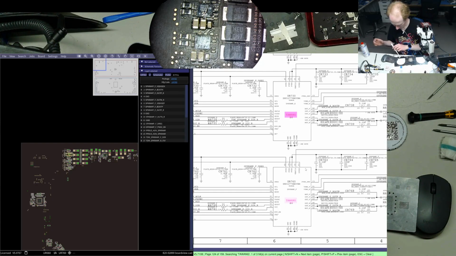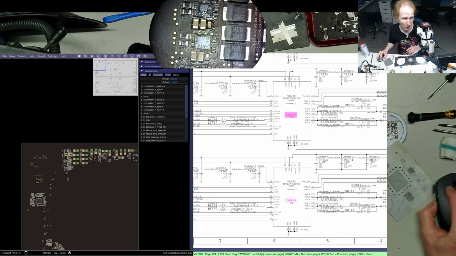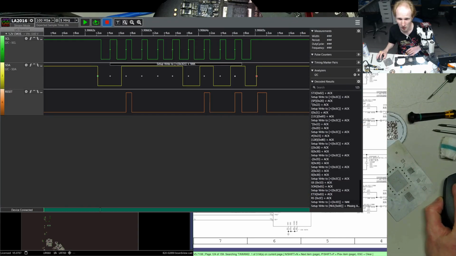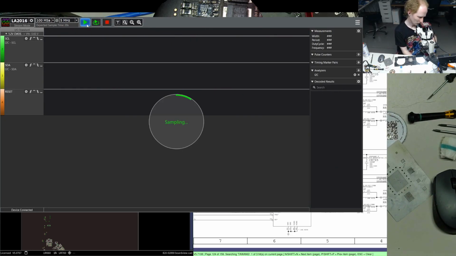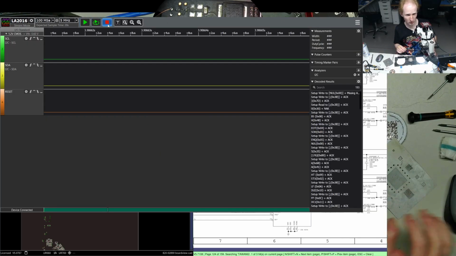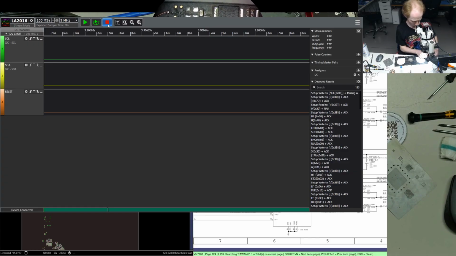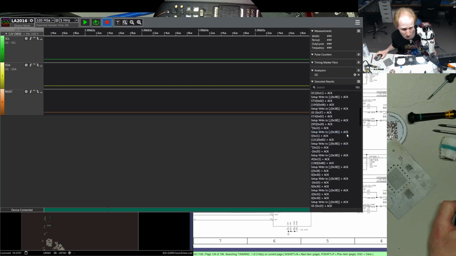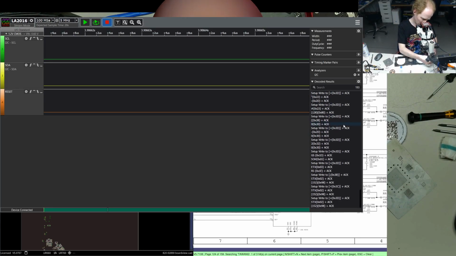Okay, so let's get back to the logic analyzer and let's hit record, plug the cable. Okay, 20 volts, probably in it, stop. Okay, so now we are talking to the 3B, we are talking to the 3C, and we are talking to the 3D. So now this thing should sound.